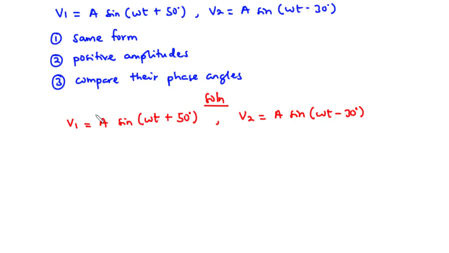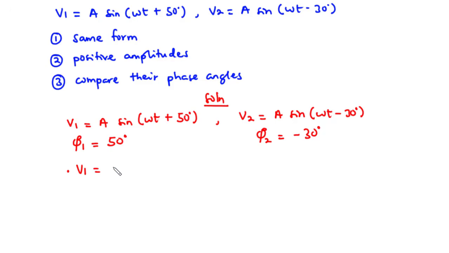And then thirdly, we can compare their phase angles to find which of them is leading and which of them is lagging. Now to do so, you realize that the phase angle of V1 is 50 degrees and the phase angle of V2 is negative 30 degrees. Now we can express V2 to look like V1 so that it becomes very easier for us to compare the two signals and then find the phase difference and hence which of them is leading and which of them is lagging. So this is what I mean.